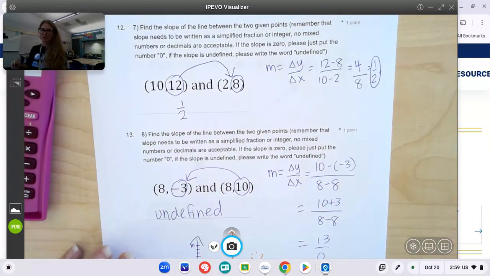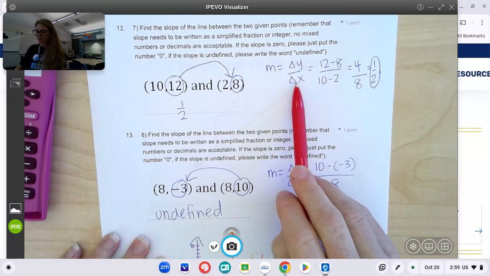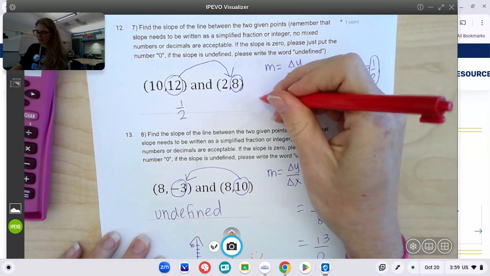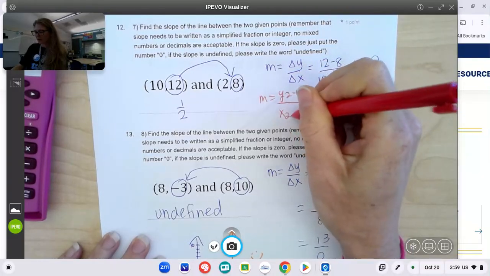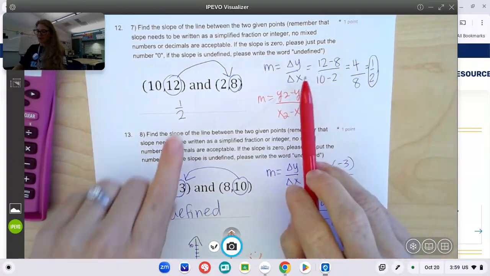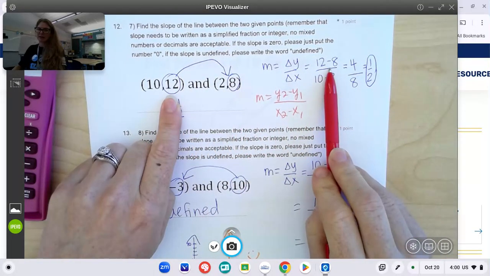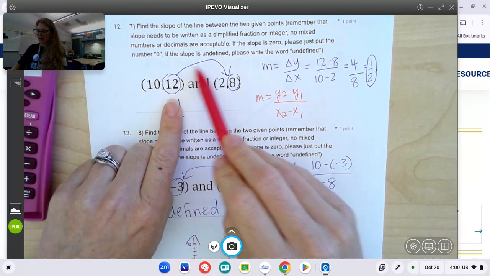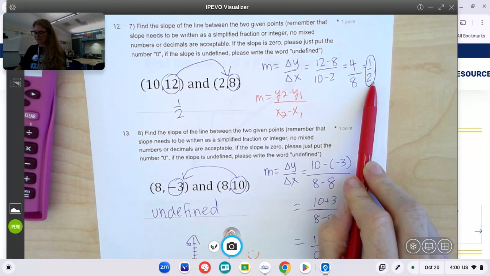Our next coordinate, we had to use our slope formula to show our work. So our slope is change in y over change in x. You might also see it as y2 minus y1 over x2 minus x1. So here I circled my y's. I decided to do 12 minus 8 to keep with positive numbers. So then I had to do 10 minus 2 in the denominator, which is 4/8, which reduces to 1/2.